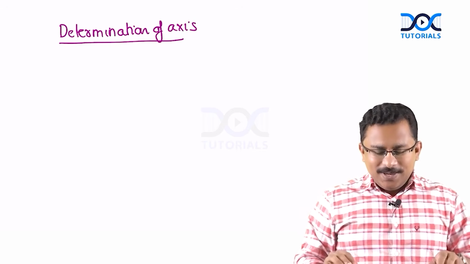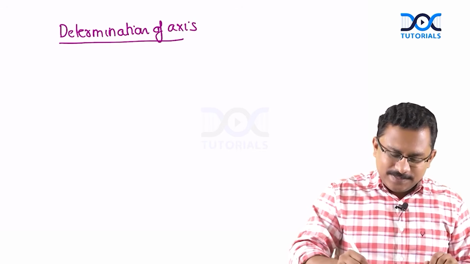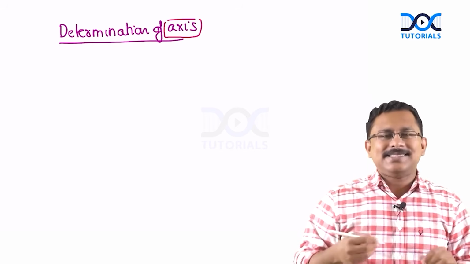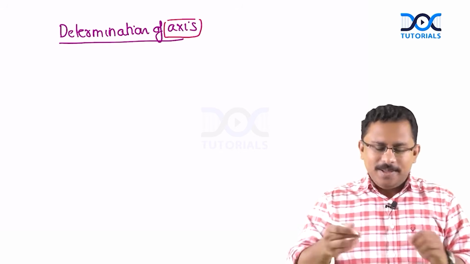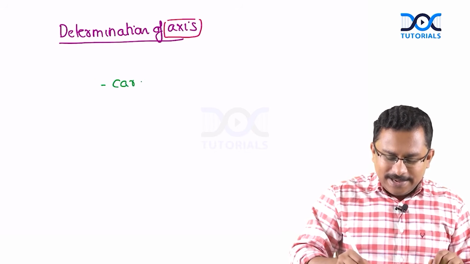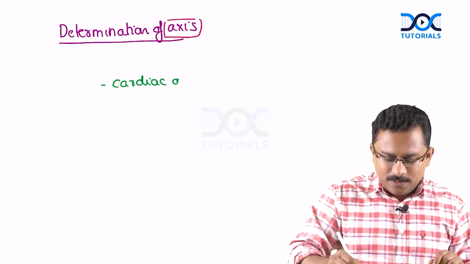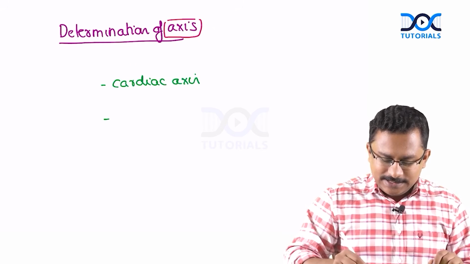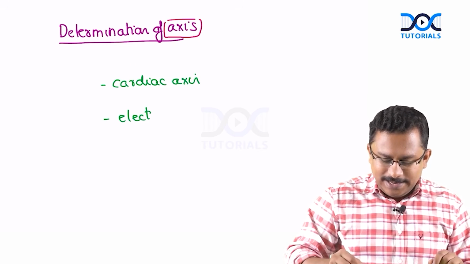Now see this term axis. The term axis has certain other synonyms. You can call it by the name cardiac axis, electrical axis.